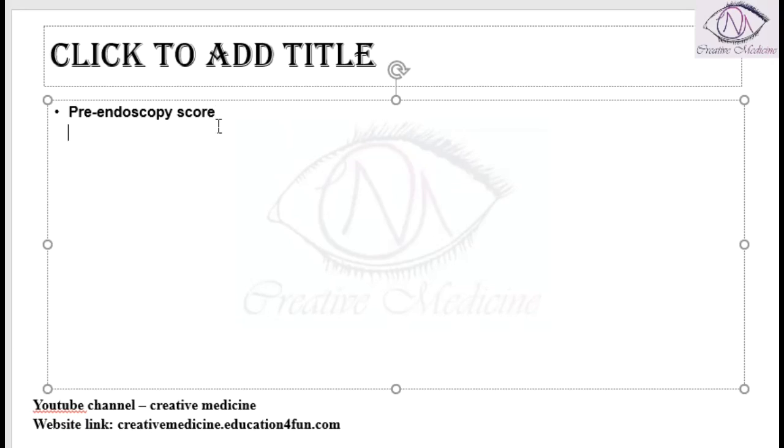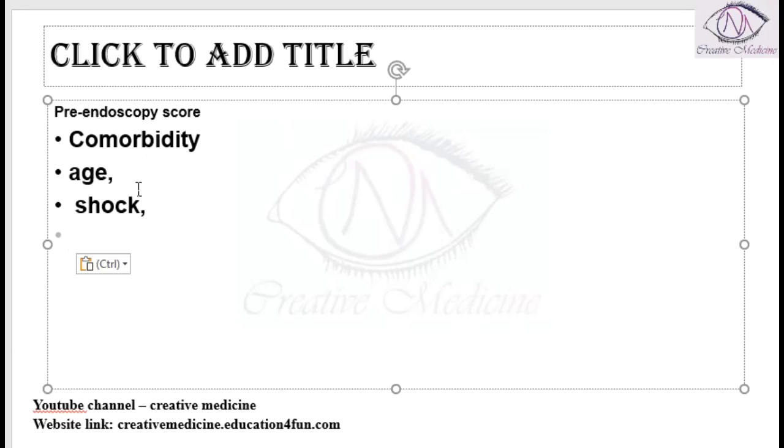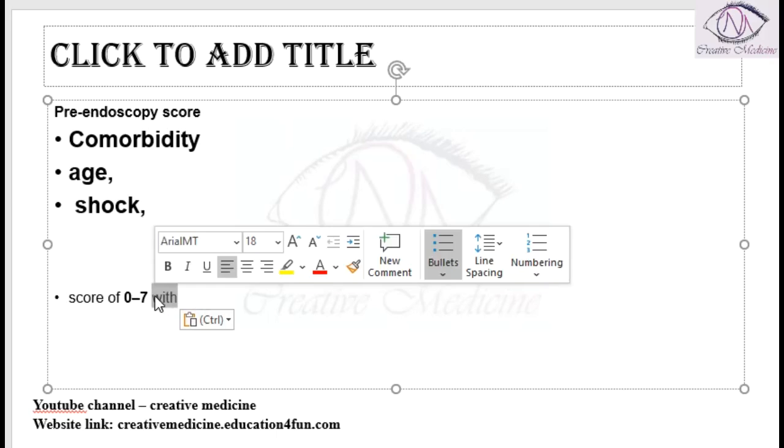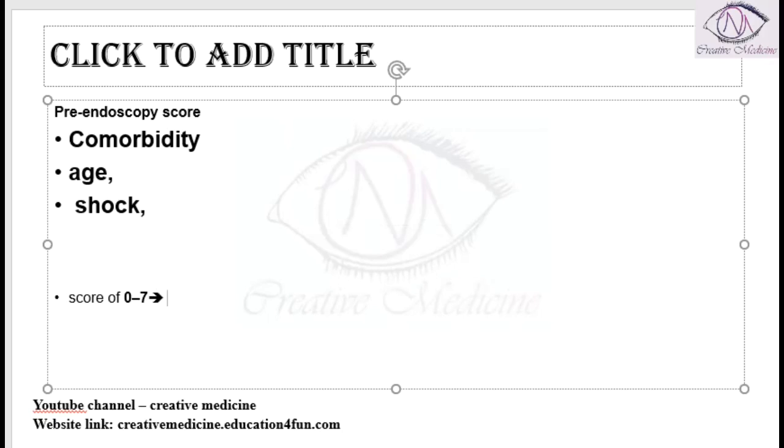So in pre-endoscopic scores, we take into account the comorbidity, age, and shock of the individual, and a score of 0 to 7 is associated. If the score is between 0 and 7, there is a stepwise increase in mortality. Sorry, 0, 1, 2, 3, 4, 5, 6, 7. As the number increases, the mortality increases.